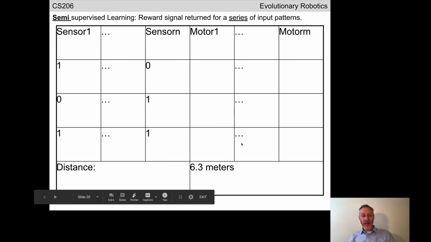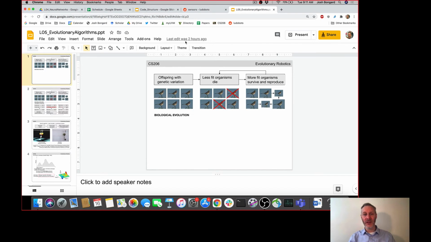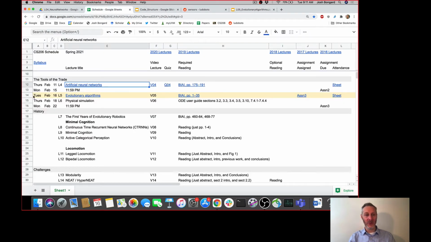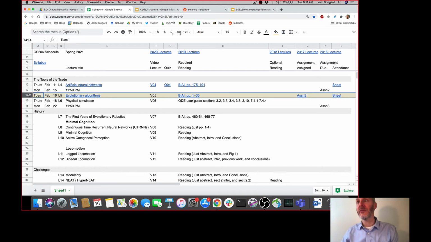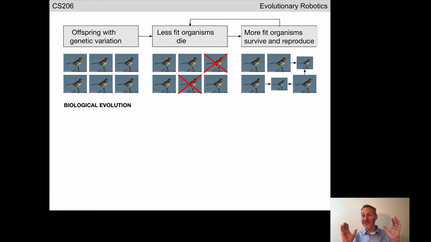Okay, that's the end of our discussion about neural networks. Again, obviously this was a very quick pass over the basic building blocks of neural networks. Any questions about neural networks before we move on to evolutionary algorithms? No? Okay. All right, so we're now going to switch gears and talk about the particular semi-supervised method we're going to use to tune our robots, and those are evolutionary algorithms.